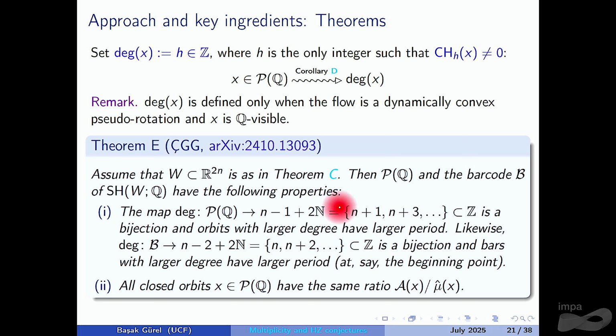So the first one is defined only in this setting. The second one is a general thing. So this is a bijection. Again, bars with larger degree have larger action. And then the second part of the theorem says that this ratio of action to mean index is constant. So all visible orbits have the same ratio.